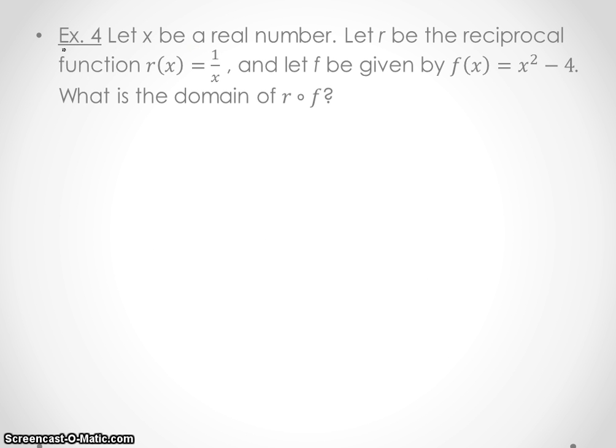Last example here, example 4 says let x be a real number, let r be the reciprocal function, which remember just takes any number that you put in and puts it under 1, and let f be given by f of x equals x squared minus 4. What is the domain? I know we all hate domain, but hopefully by now you're getting a hang of it. Remember, domain is just your input, or which value? Very good, x. Anyway, it's your input or your x value, but here we're going to focus more on it being our input value. What are we allowed to put into this function?